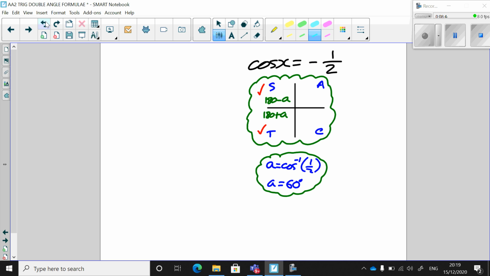Unless we say otherwise. So calculator answer 60. Why don't you go and pop that 60, your calculator answer, into the highlighted solutions of 180 minus and 180 plus and see what you get. I'm sure you're good at counting. Did you get 120 and 240? What was your other two answers for the graph? 90 and 270, I think.